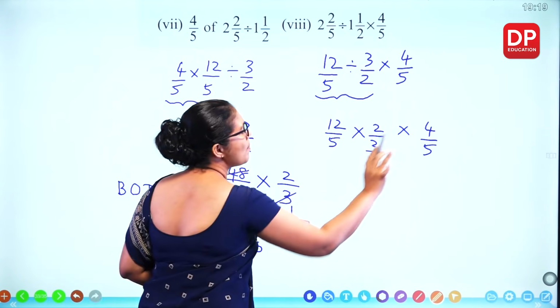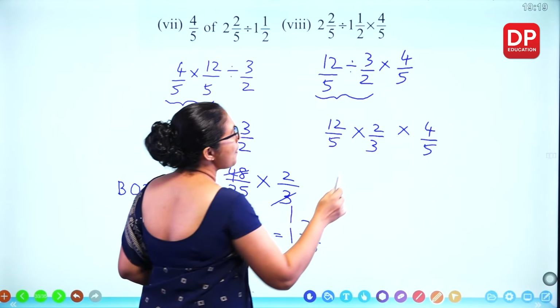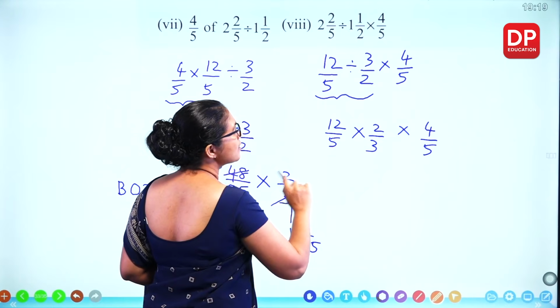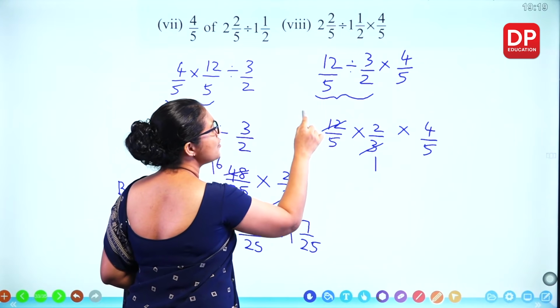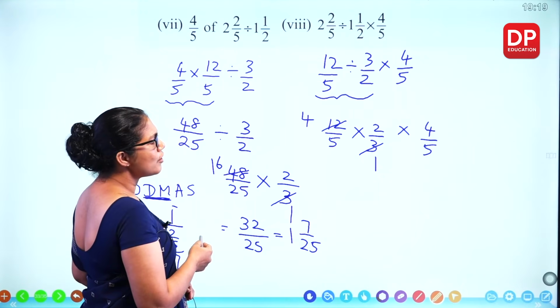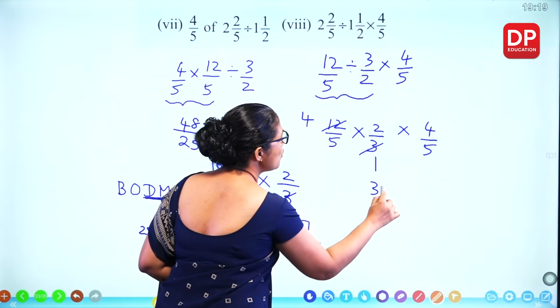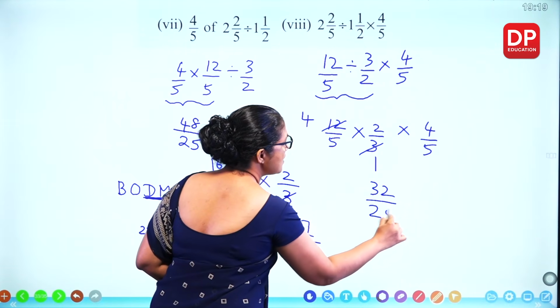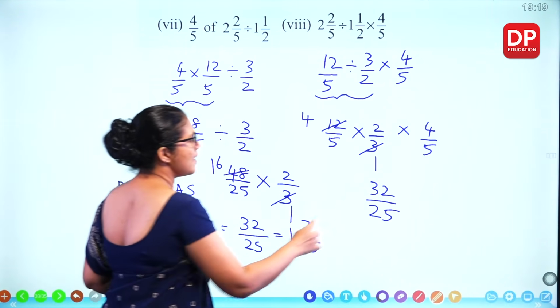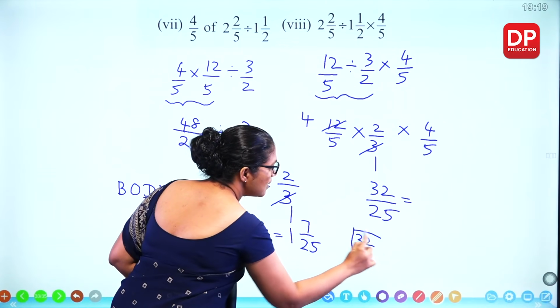Now this is all multiplication. You can simplify together. So what are the common factors? 3 and 1, 3 and 4. What else? Nothing common. 4 times 2 is 8. 8 times 4, 32 over 25. 5 times 5, 25. So you can divide and find out the mixed number.